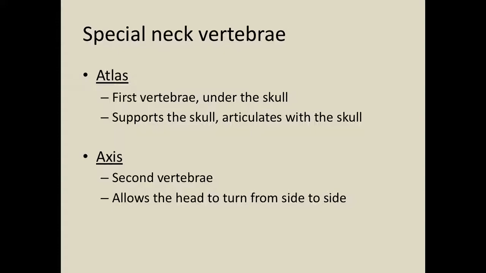The axis is the second one, and it's really important because it lets your head go from side to side, like the shaking your head no motion. So without these two vertebrae, you would have a very hard time moving your neck. And if an athlete were to injure either of these, it's a really big deal. I mean, breaking any part of your vertebrae is bad all the way down, but the two that are very close to the skull and the brain are the worst to have injured.